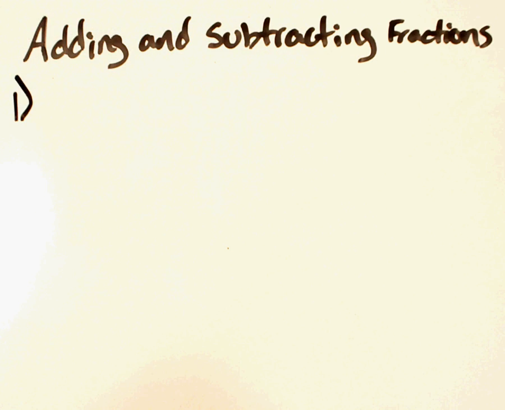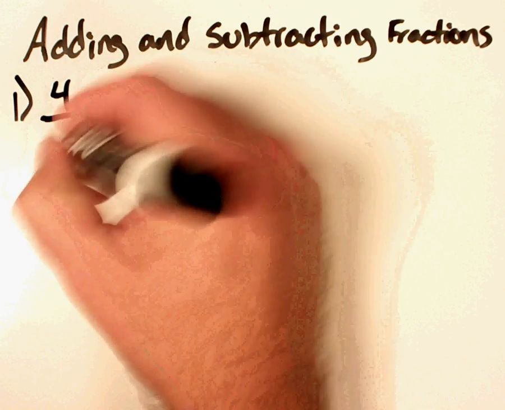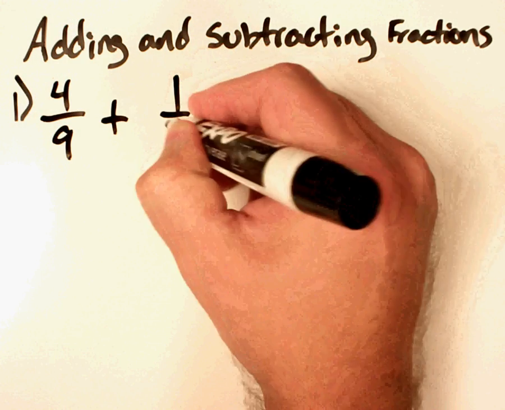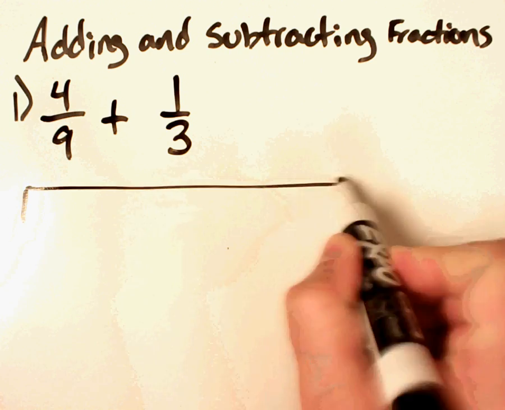We're going to start with the ones that actually have a picture with them. So I'm going to draw the picture as well. Just give me a moment as I set this up. So 4/9 plus 1/3, that is our problem. And my diagram for 4/9.